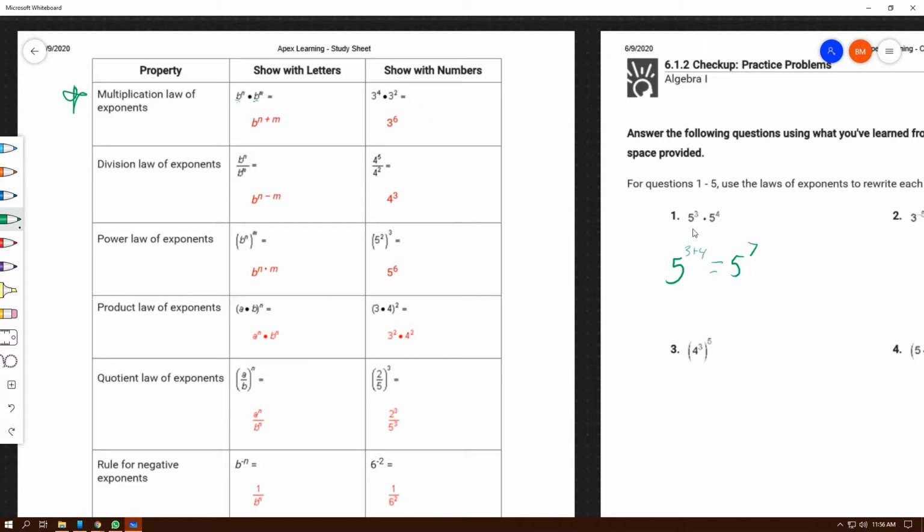Alright, so we had the same base, the 5 and the 5. We had the exponents they were multiplying, and we just go ahead and put them together. We follow that multiplication law of exponents.